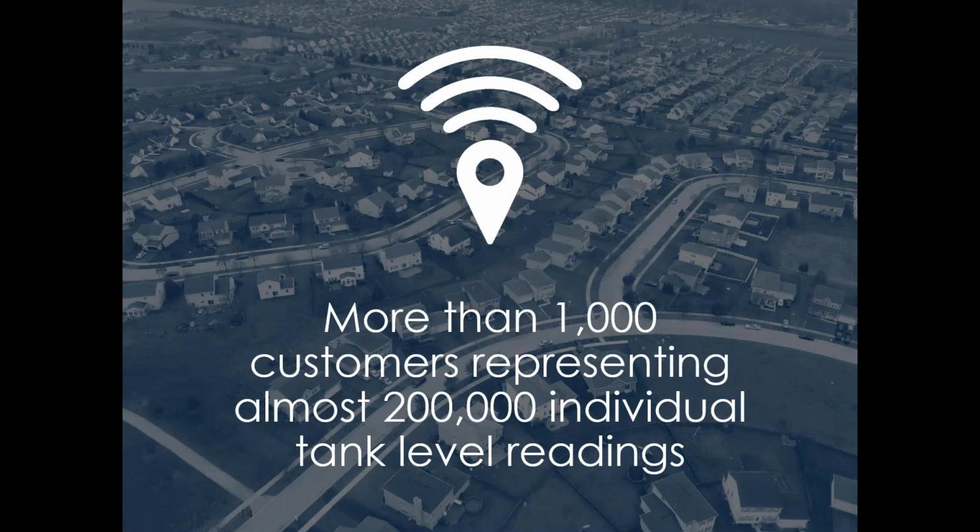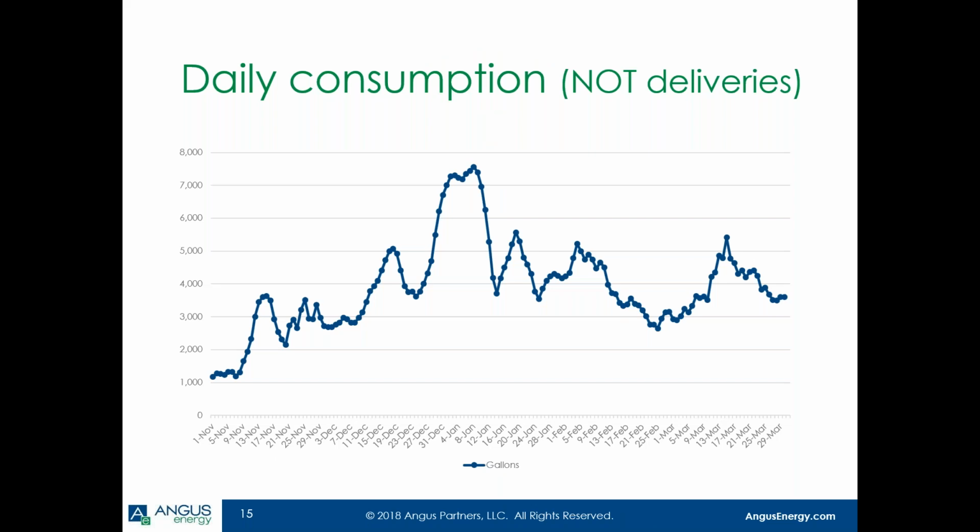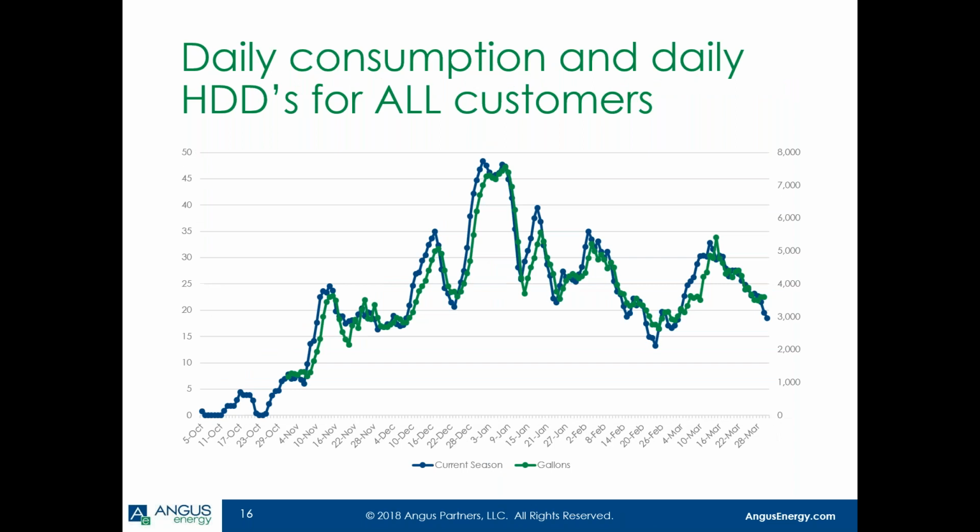Okay, we did a study of more than 1,000 customers representing over 200,000 individual tank level readings. And we did this to really understand, as I said before, how does consumption compare to what is really happening on demand. Now, daily consumption, you'll see over here. Okay, this is not deliveries. This is what a person typically consumes from those 1,000 customers that we looked at. And this looks familiar, right? This compares pretty well to the daily HDDs. So the green is the current season, and the gallons are the amount consumed. So if you took those 200,000 deliveries and you looked at them, they compare pretty well.